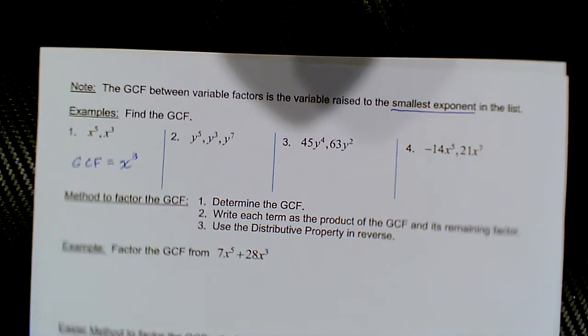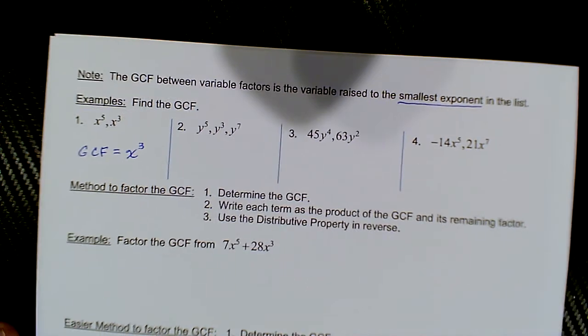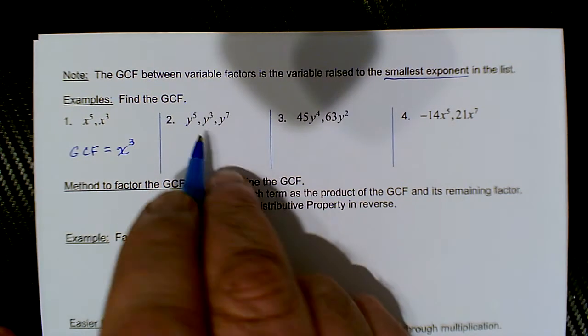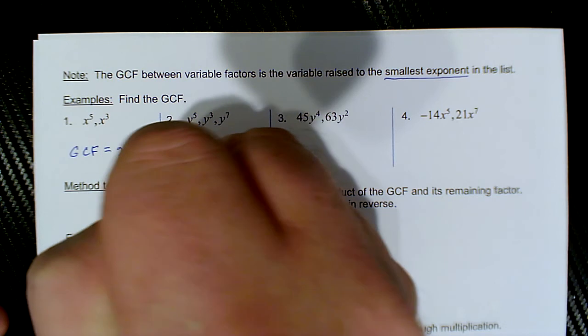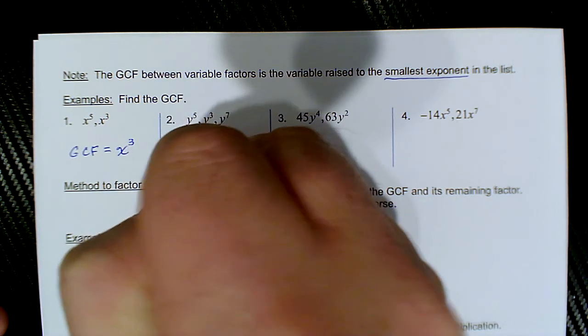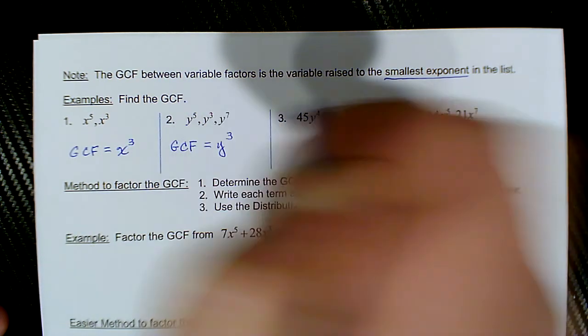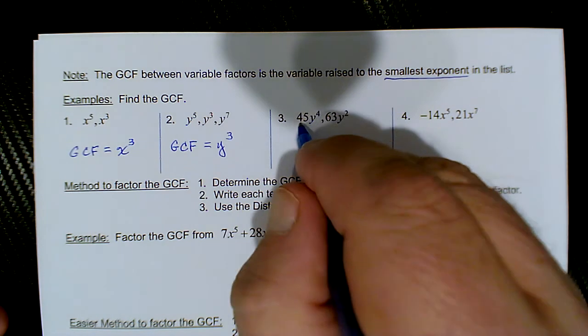So it doesn't matter how many terms you have. The greatest common factor between the variables is the smallest power, again, smallest exponent. So y cubed in this case. Right, between 45 and 63.